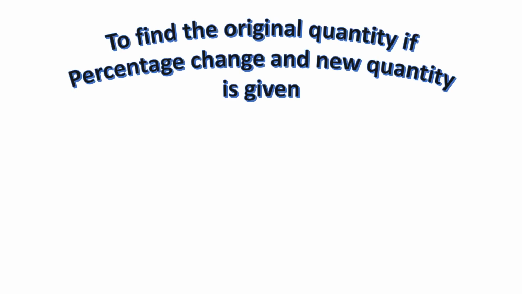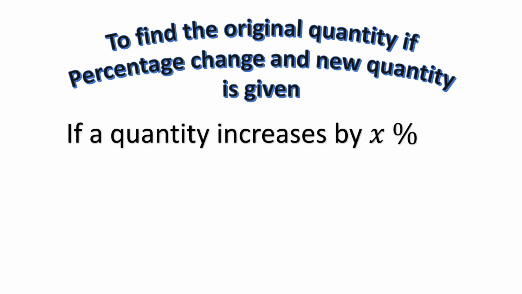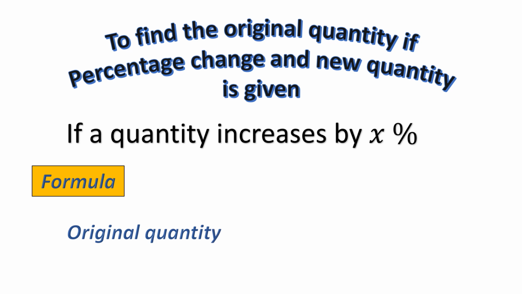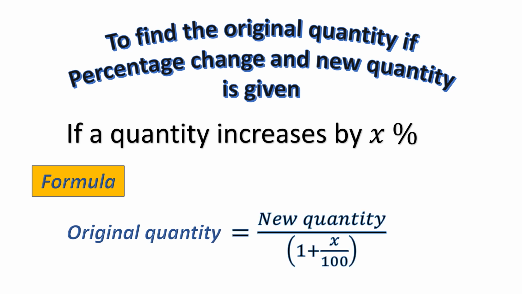To find the original quantity if percentage change and new quantity is given. So this time your quantity increases by X%. The formula used to find out the original quantity is new quantity divided by 1 plus X by 100 in bracket. Sounds complicated again? You have to remember the formula like this. Okay, let's do it by an example.